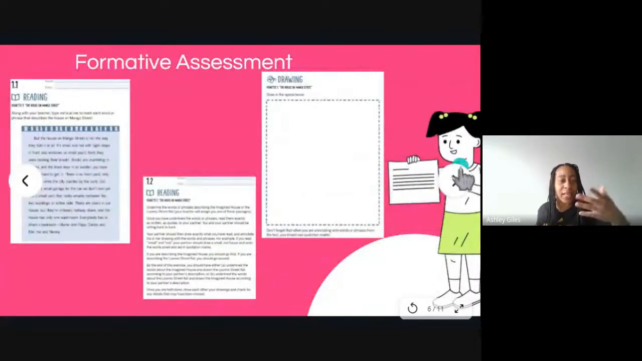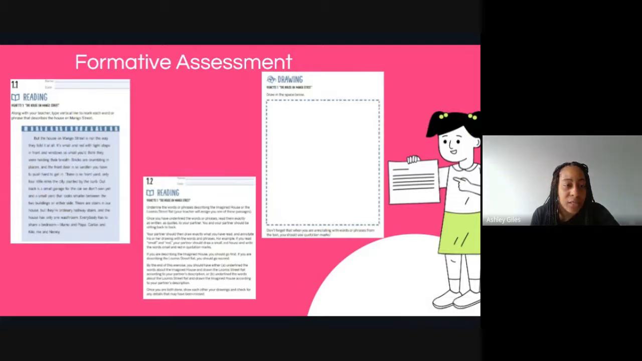Move into writing. And here are their formative assessments. This is their readings about the houses. And then they also have a page here, a blank page, to do their drawing with their partner work. And so here are certain paragraphs.